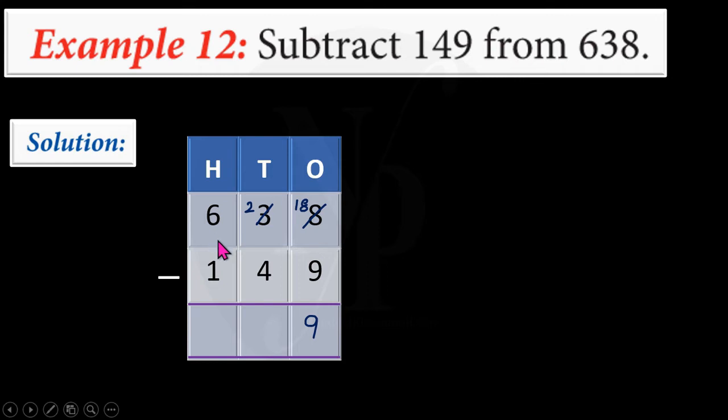That is, we make this 600s as 500s and we borrow 100 to the tens column. And we know that 100 is equal to 10 tens. Therefore 10 tens plus 2 tens becomes 12 tens. So now this becomes 12 tens. I write 12 here, 12 tens.